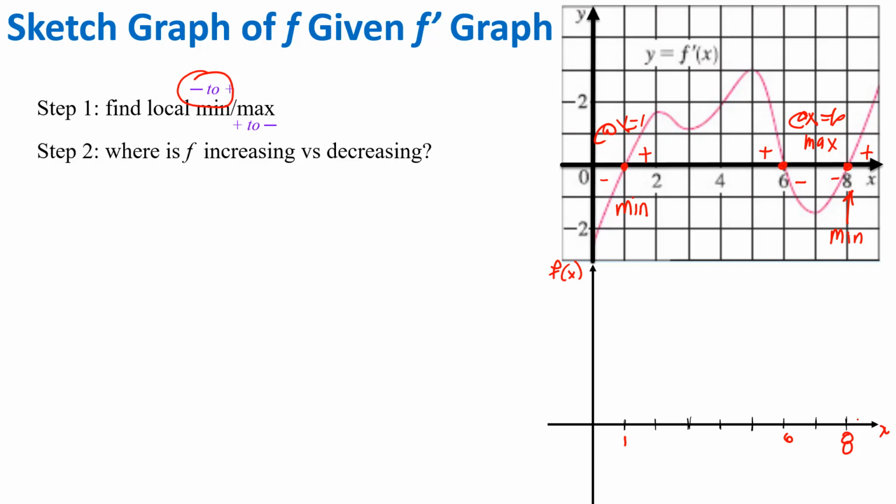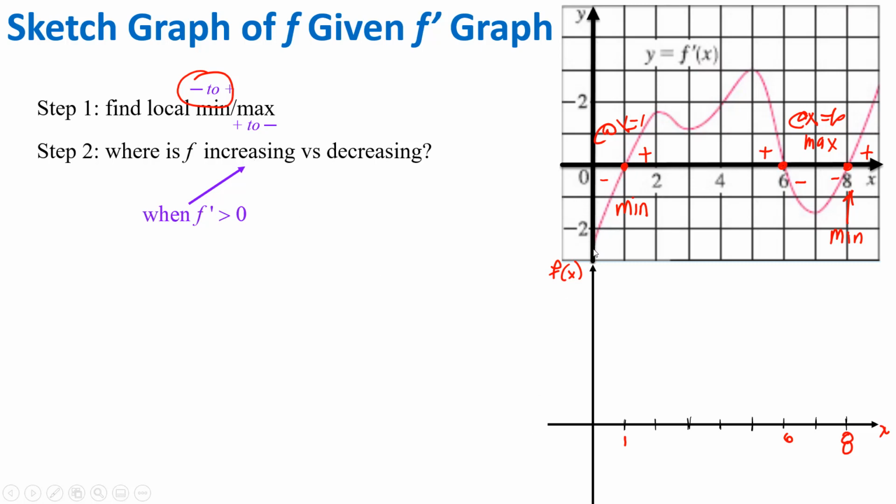And then step 2, you want to identify from f prime where f is increasing versus decreasing. And remembering that when f is increasing, f prime is positive. So therefore, working backwards, when f prime is positive, that means that f is increasing.